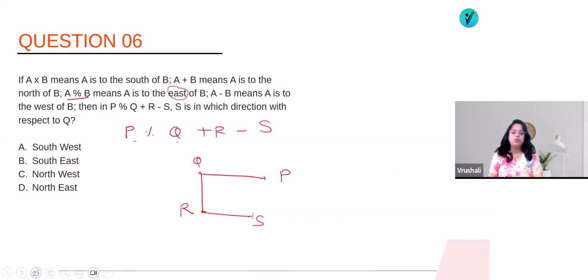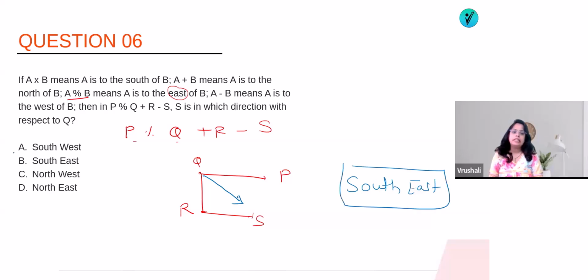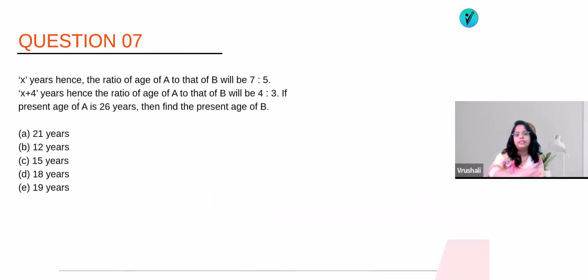So they have asked in which direction S is with respect to Q. So with respect to Q, which is this direction? South, east. Towards the down means south. Towards the right means east. So the answer will be southeast. That is option number B is the answer. That's it. Easier.